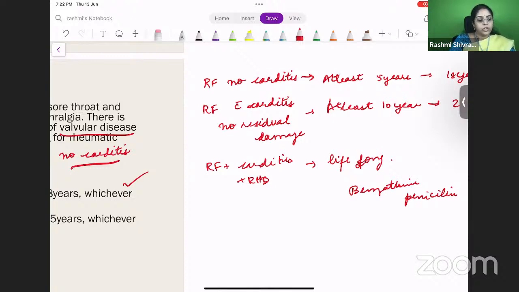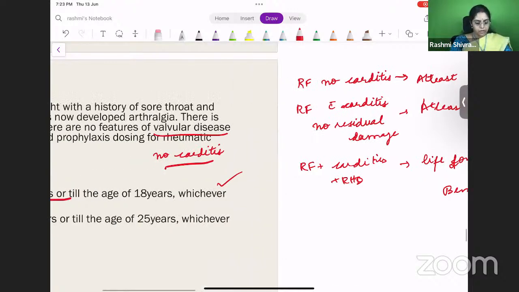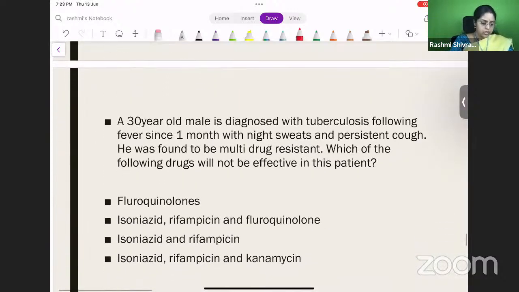Okay. So we know the major and minor criteria. The major criteria will be carditis, arthritis, chorea, erythema marginatum, and the subcutaneous nodules. These are the 5 major criteria. And the minor criteria will be monoarthralgia, fever, increased ESR and CRP, and prolonged PR interval. So based on that, you're going to classify as high risk and low risk, and based on that, you're going to treat the patients. So major criteria and minor criteria, again, like infective endocarditis, in rheumatic fever you also have to know the criteria. Okay. So let's move on to the next question.